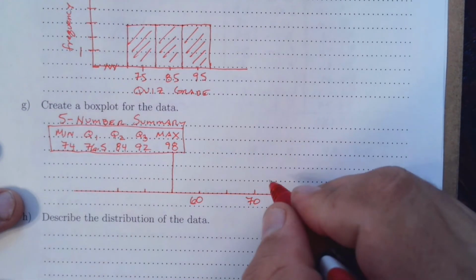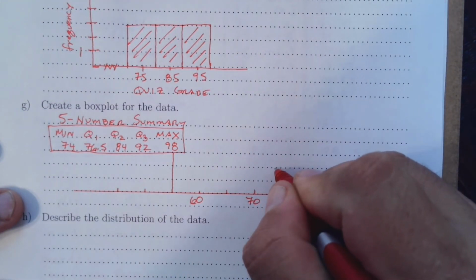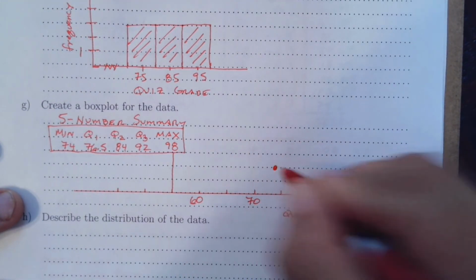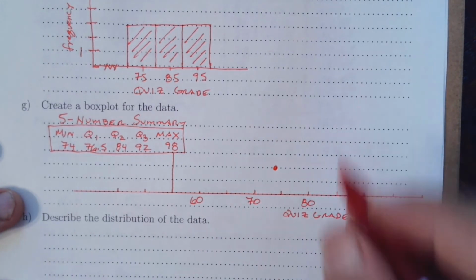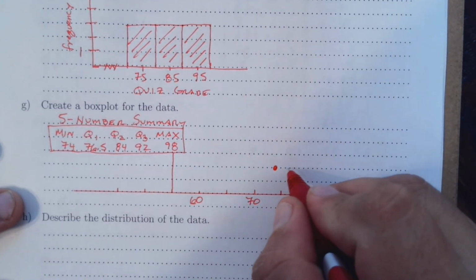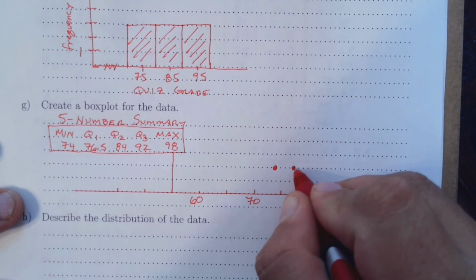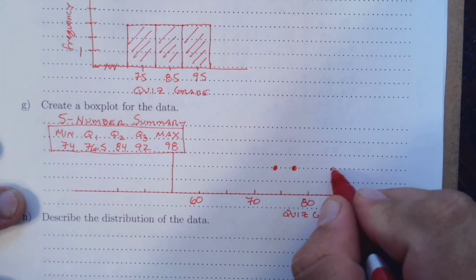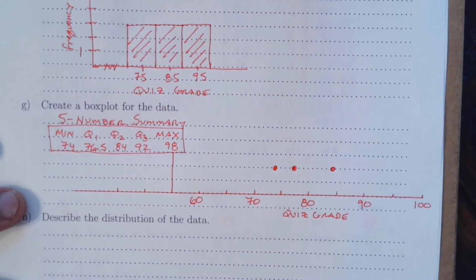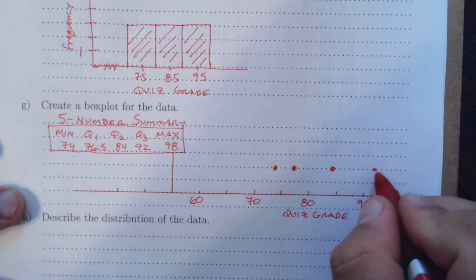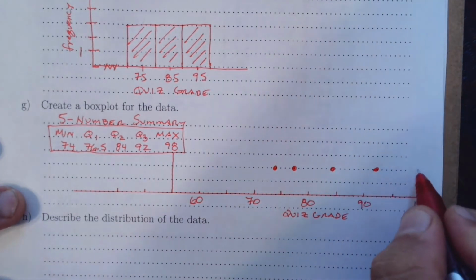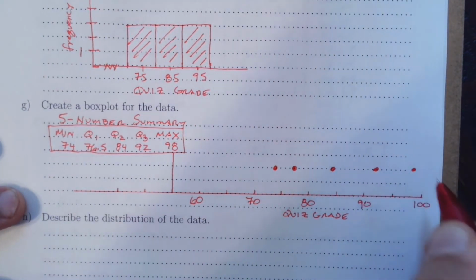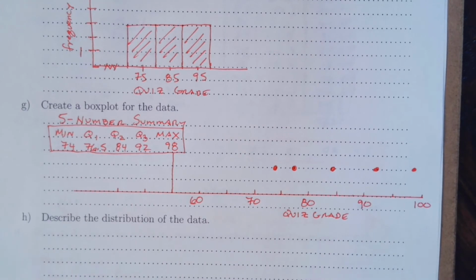But in this case, we have a minimum at 74, so I'm going to come over here and estimate about where that minimum is. Then we go to 76.5, so I'll estimate about where 76.5 is. Then I go all the way to 84, so I estimate about where 84 is. Then I go up to 92, so I'll estimate where 92 is, and then on up to 100. Okay, so I set this up, and now I need to draw my box plot.